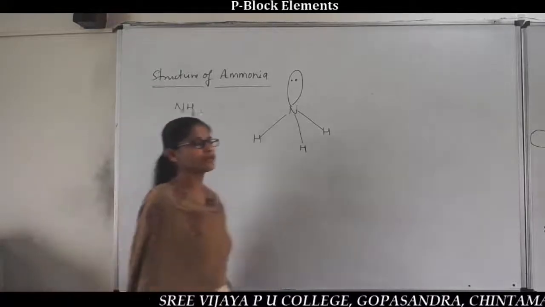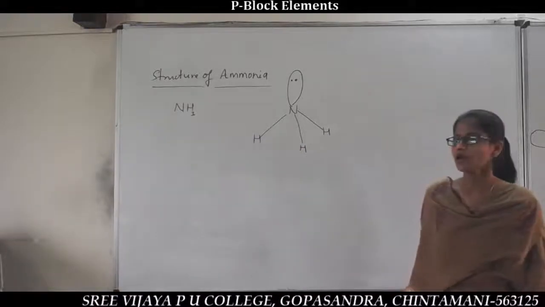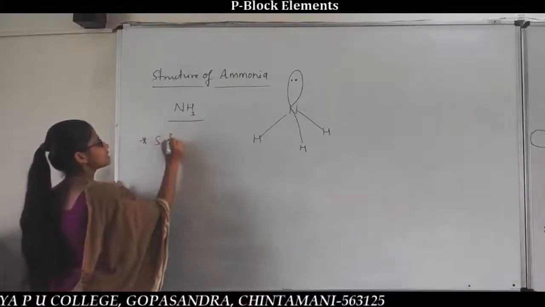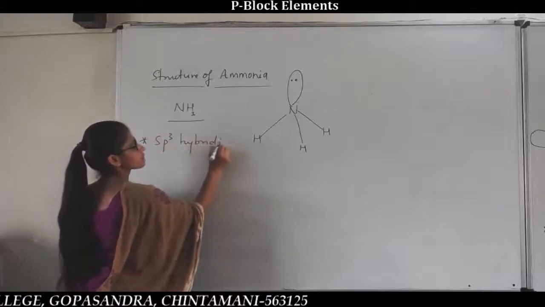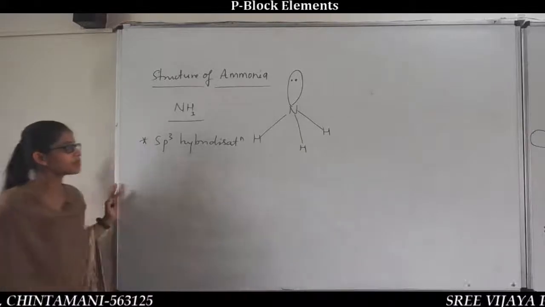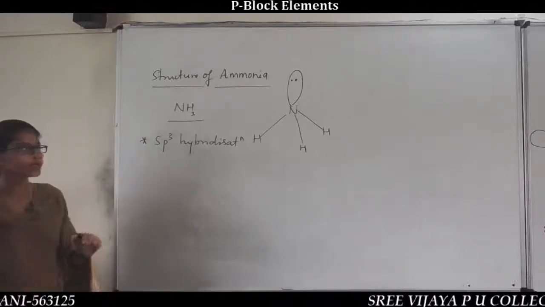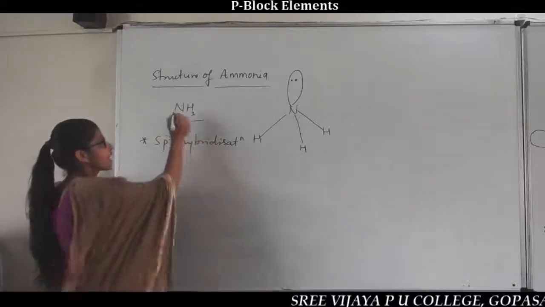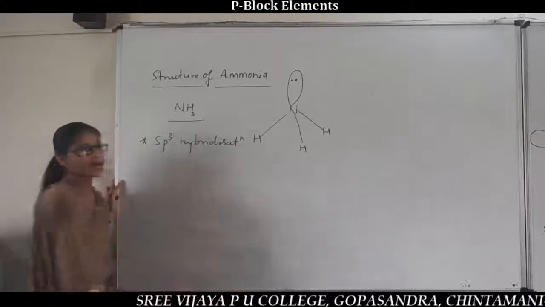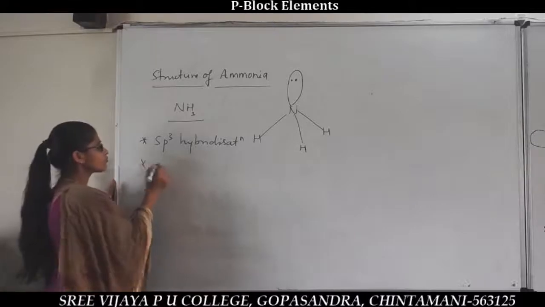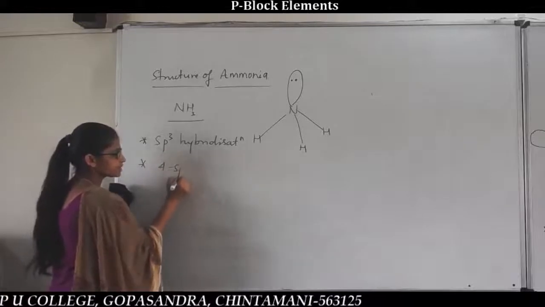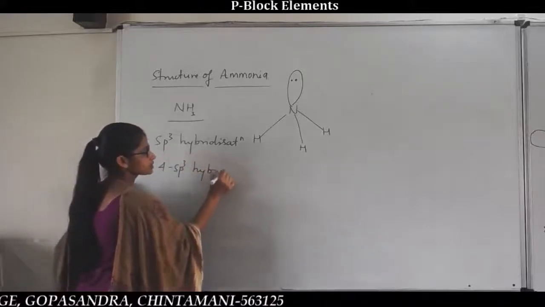So we know that the nitrogen has the lone pair of electrons. In this case, the ammonia undergoes sp3 hybridization. In the ammonia molecule, the nitrogen atom undergoes sp3 hybridization. It is very, very important. In the case of the ammonia molecule, the atom taken as the central atom, nitrogen, undergoes sp3 hybridization. It has 4 sp3 hybridized orbitals.